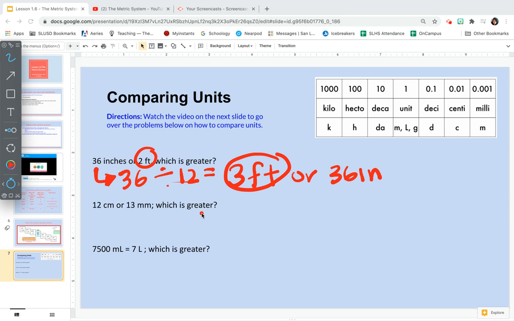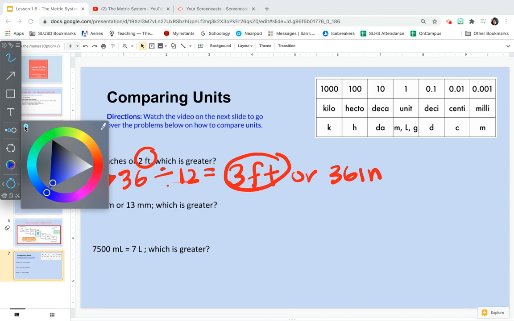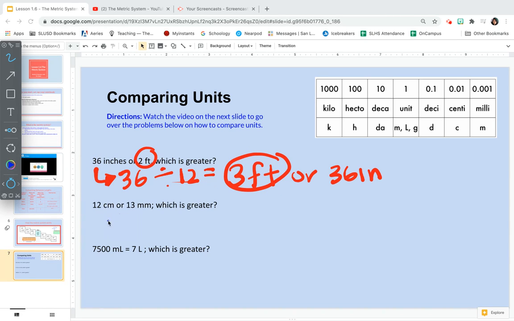Right? So the same rules are going to apply when I'm using the metric system. So if I have 12 centimeters or 13 millimeters, which is greater? Well, all I need to do is pick one of these numbers to convert to the other, just like the video showed. Right? So starting with 12 centimeters, I'm just going to pick the first number, and then I'm going to take 12 centimeters and figure that out in millimeters. So then now that these two are going to be the same units of millimeters, I can then compare them.